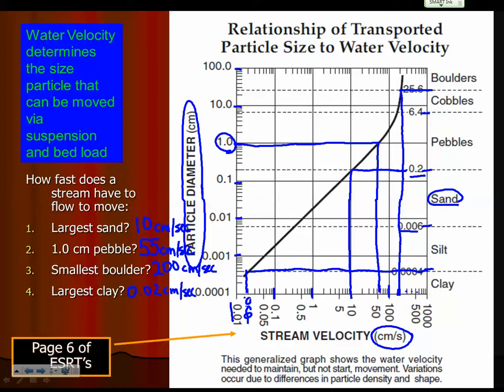And that's essentially how you use this chart. You can either work from stream velocity to size or size to stream velocity. All right, hope this made some sense.